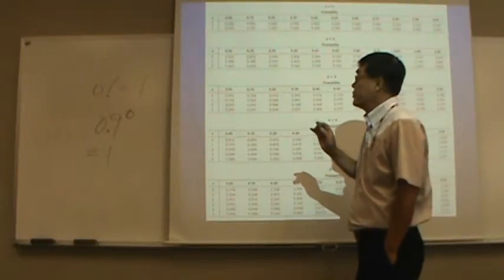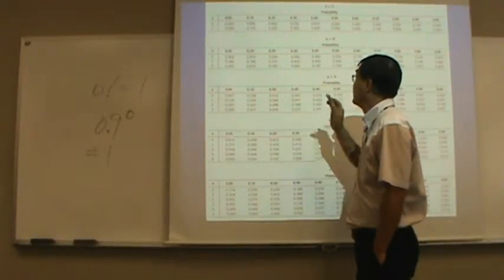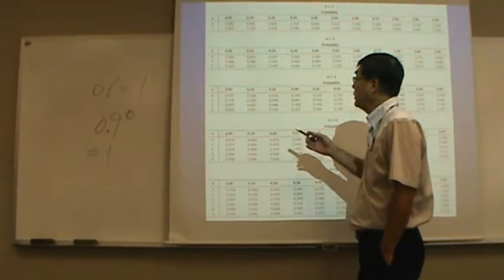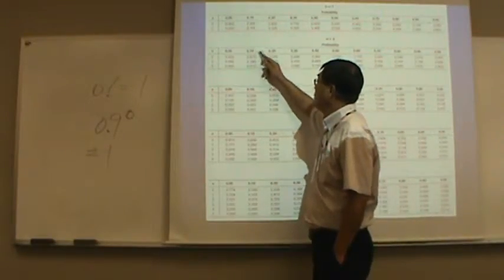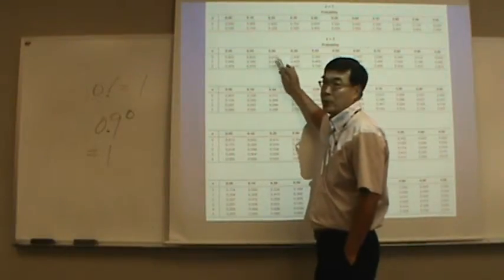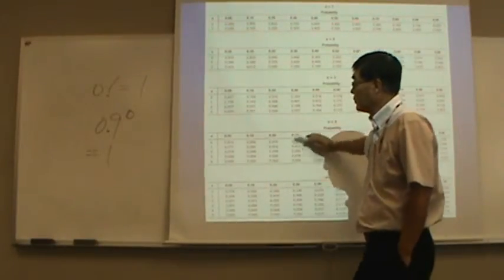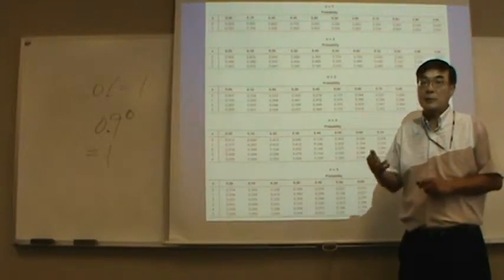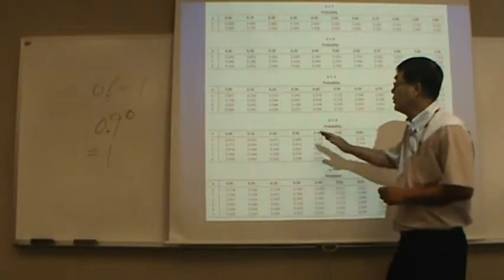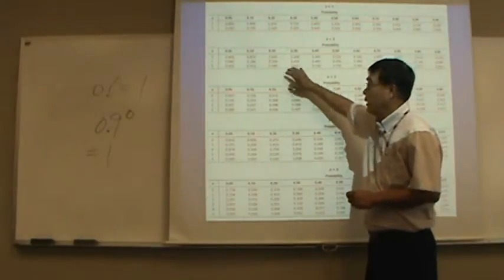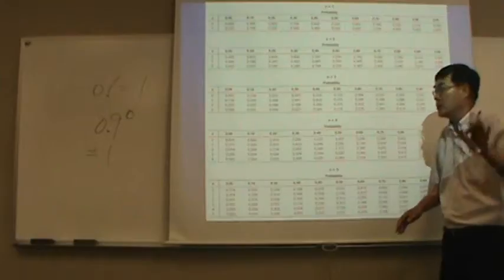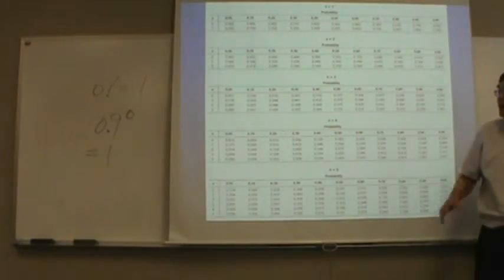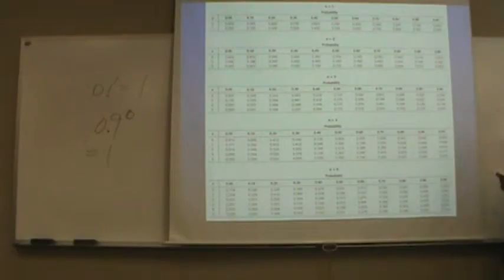If a question gives you a pi, the average probability, like 0.16, then you can use this table. But when you take the midterm, I will give you the probability based on this table. Let's use this chart.